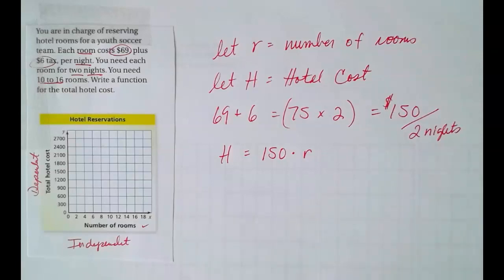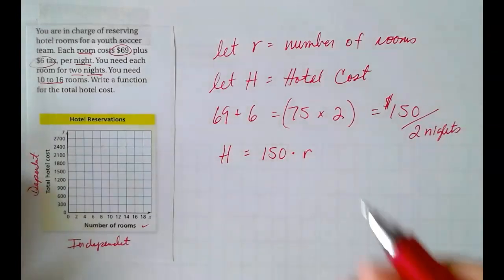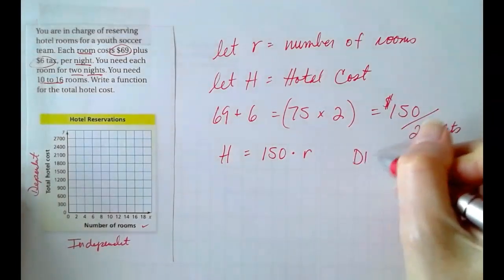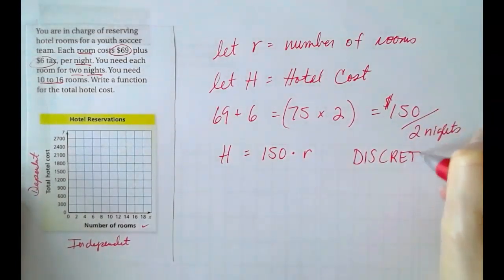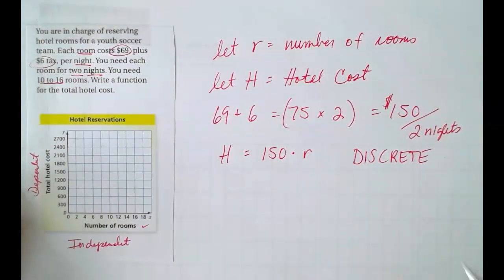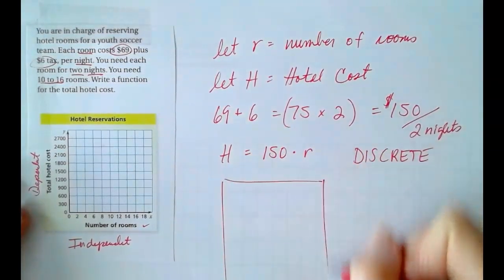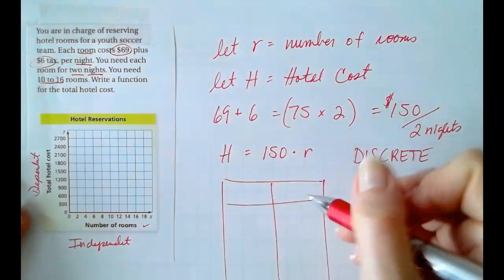So first of all, is this discrete or is this continuous? Let's think about this. Can we rent a half of a hotel room or a quarter of a hotel room? No, we're not going to do that. Either you rent the hotel room or you don't. So this is most definitely a discrete function. So here goes. We'll make a little table of values and then we can plot the points.